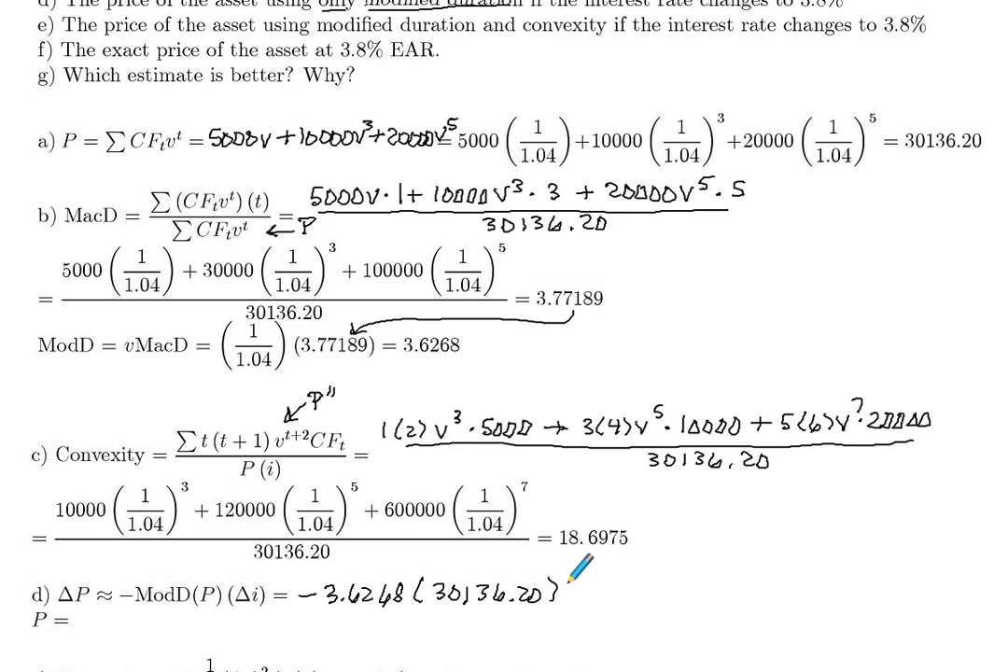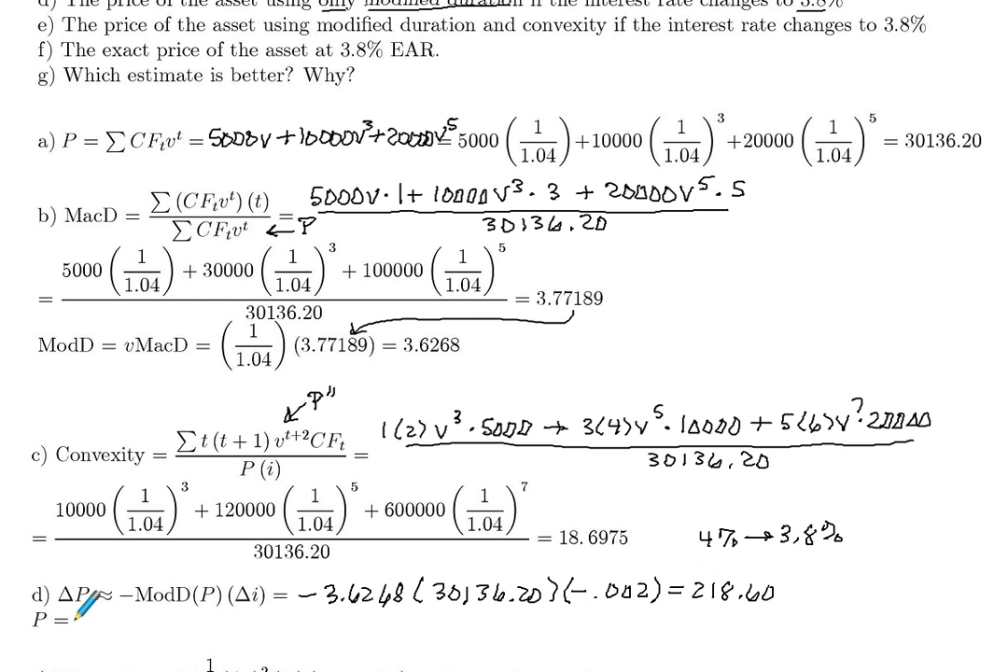And then times the change in interest rate. And the interest rate goes, the rate changes from 4 to 3.8%. Okay, so it goes from 4% down to 3.8%. So that's a decrease of 0.2%, which is 0.002 as a decimal. So our delta I is negative 0.002. And if you do the calculator work there, you get 218.60.